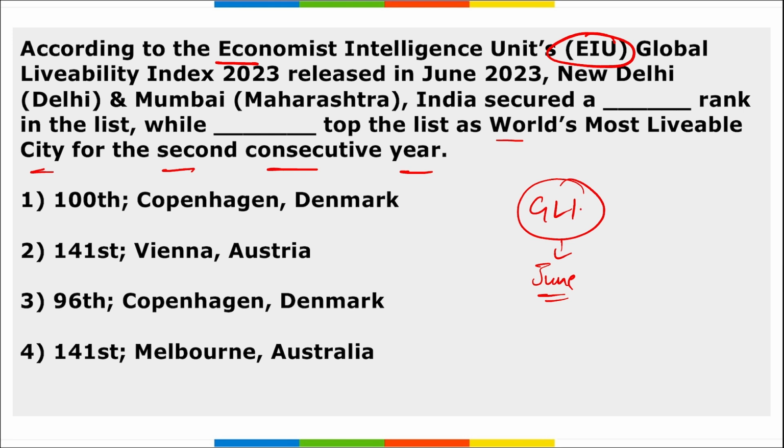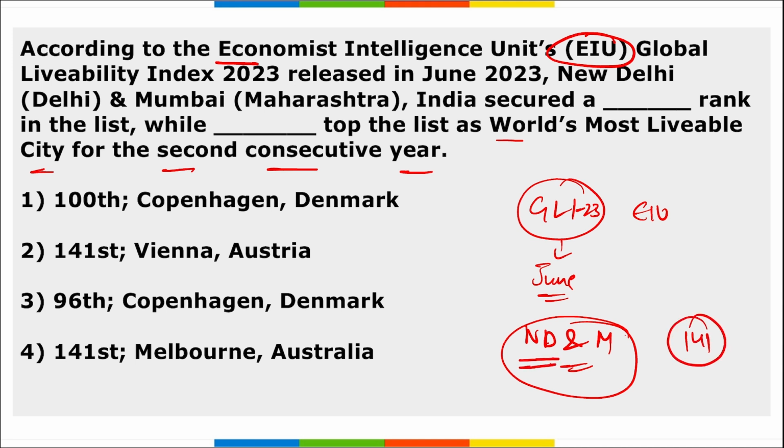So coming back, the Global Liveability Index for 2023 was released by the EIU, and here New Delhi and Mumbai, what was the rank here? The rank here was 141, that New Delhi and Mumbai stood at 141st position in this Global Liveability Index, right? Then the next question asked is that India, here Mumbai and Delhi secured 141st rank, while dash topped this index. So Vienna, the capital of Austria, has topped this index for the second consecutive year, correct?